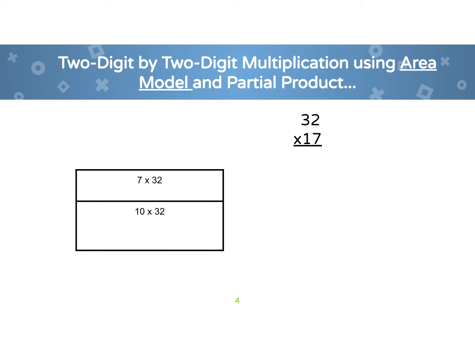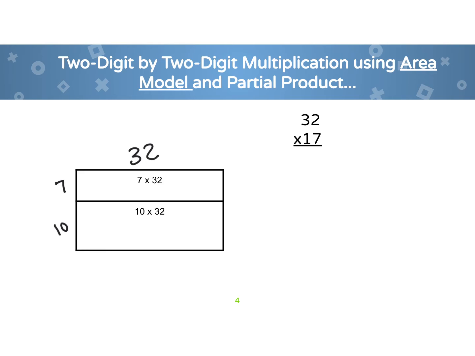Okay, so in this problem, we're going to separate out the 10 and the 7 for 17. So we're going to put 10 down here and 7 up here. And then we're just going to put the whole 32 up here. So we have 7 times 32 and 10 times 32. So let's go over here to the right, and first I would like you to pause the video and draw this area model. You can write your problem like this in box number 1, and then we're going to work through partial product for 32 times 17.